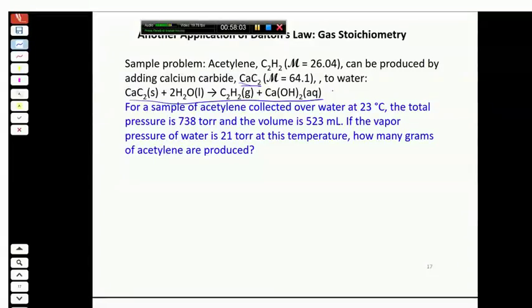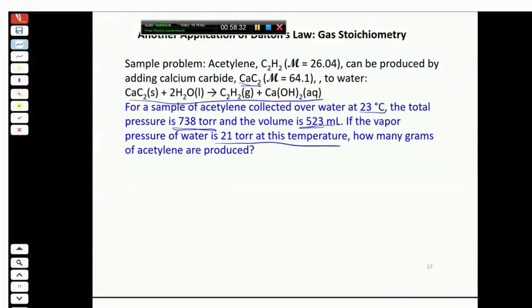So we're collecting a sample of acetylene over water at 23 degrees Celsius, and we know that the total pressure is 738 torr. Typically when we're doing these experiments, we're doing them at atmospheric pressure, so if we know the room pressure using a barometer, that's going to be the total pressure of the system. And we know that the volume of gas that we collect is 523 milliliters. If the vapor pressure of water is 21 torr at this temperature, how many grams of acetylene are produced?